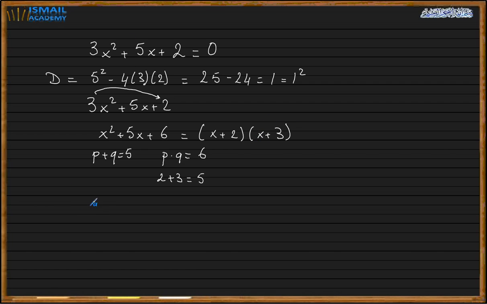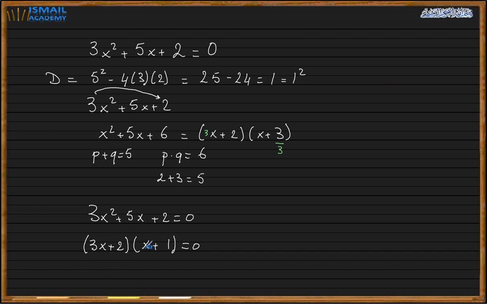So now what I do here, I have 3x² + 5x + 2 = 0. I'm going to write down the fraction of this one. I divide this by 3, I multiply the other x by 3, so I will end up having (3x + 2)(x + 1) = 0. So I divide this by 3, I multiply the other x by 3, to get back to my original expression.